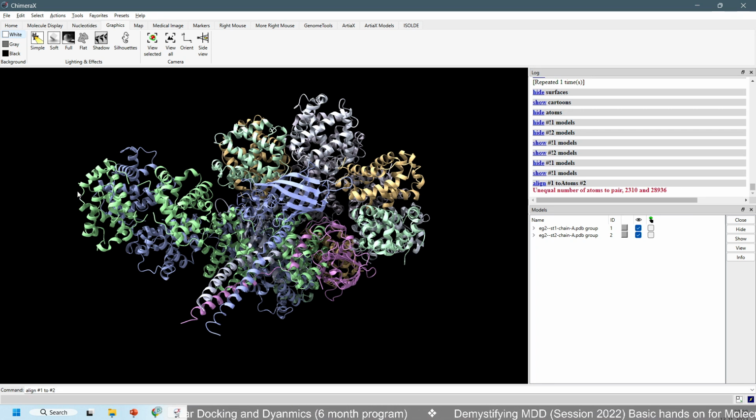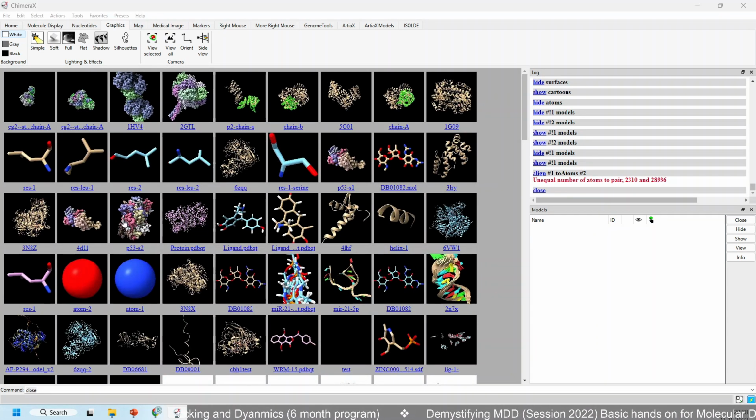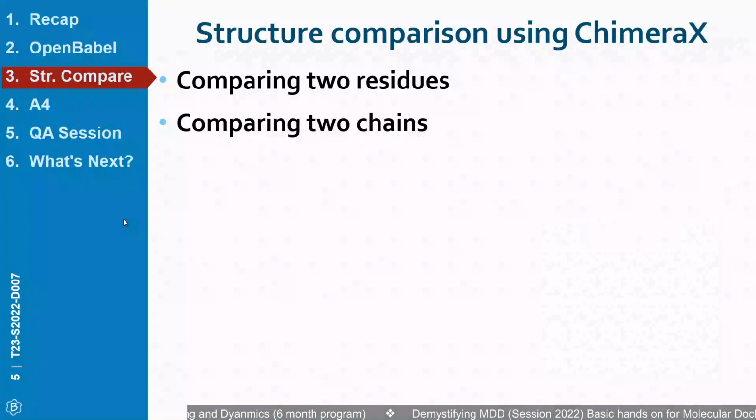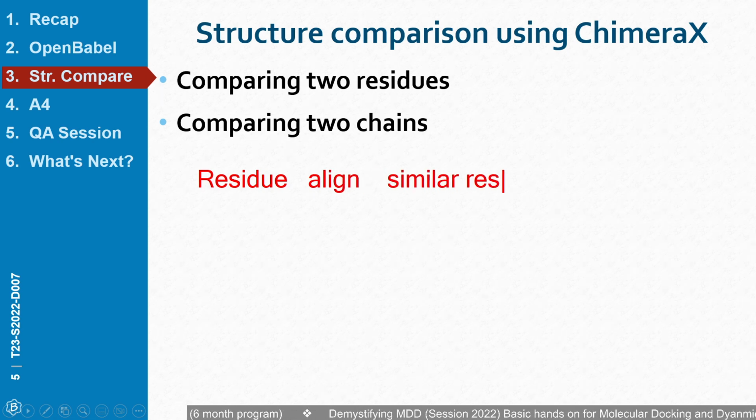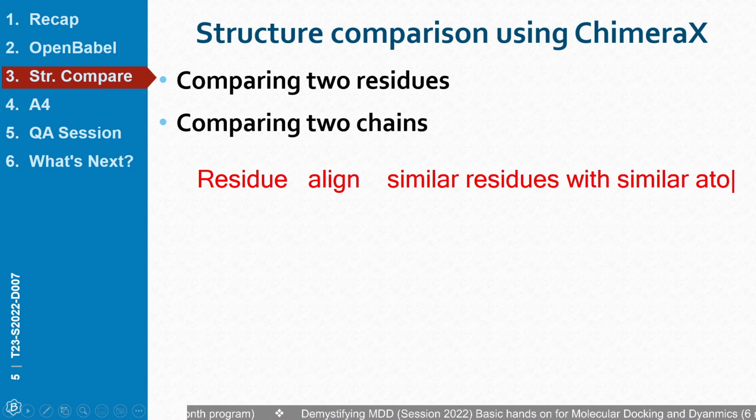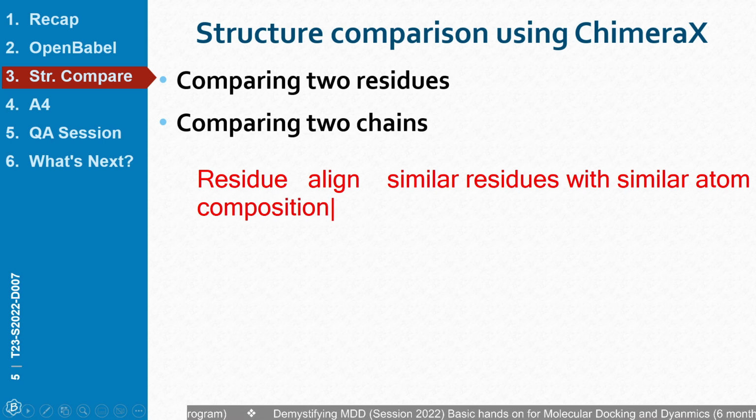Okay, I am not able to perform it right now, otherwise it is going to kill more time. So basically I want to make you understand a few simple things. First we were comparing residues using the align command, where similar residues with similar atom composition have been compared, and we got an RMSD value.